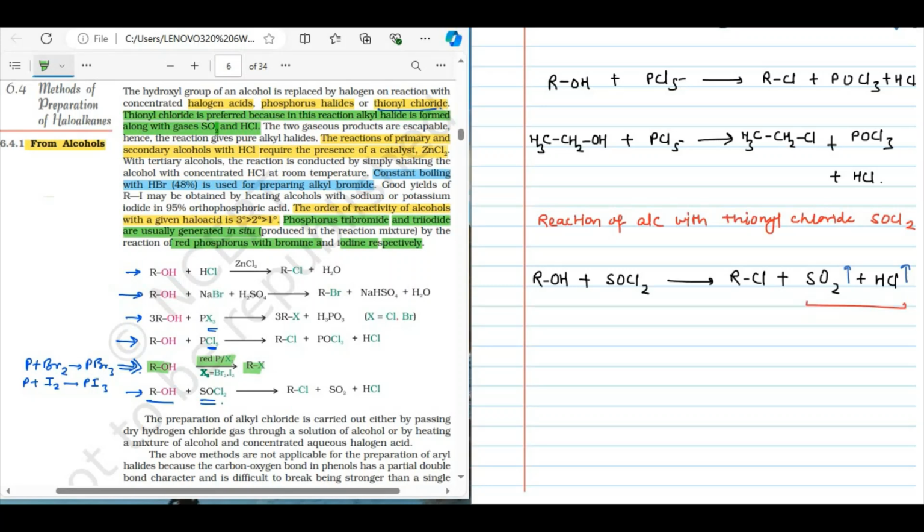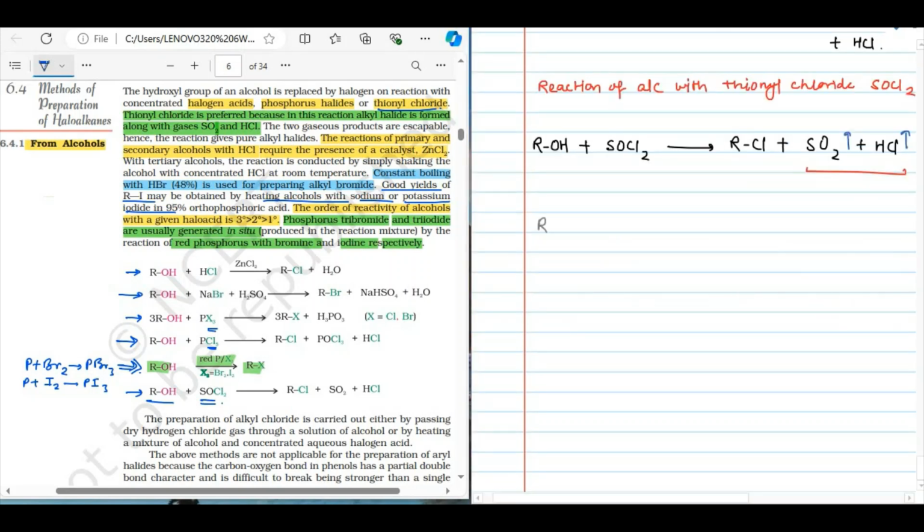Now come to the next reaction. Here it is given that a good yield of RI may be obtained by heating alcohol with sodium or potassium iodide in 95% orthophosphoric acid. So now let's write the reaction. First of all, write the general reaction. Your general reaction will be ROH when it reacts with NaBr in presence of H3PO4. It gives RBr and the byproducts.